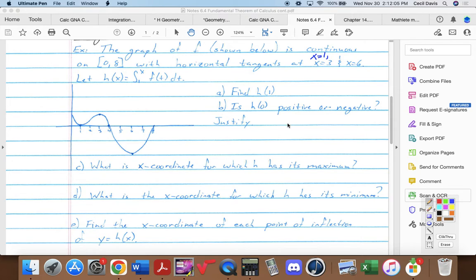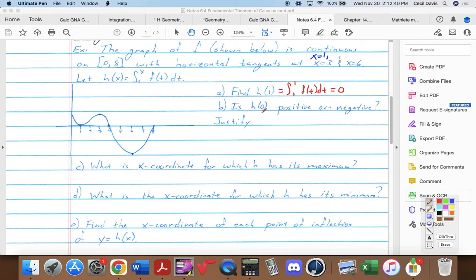Then it'll ask you some questions. Typically on an AP exam they don't ask this many, but I'm asking some to get you going. So first of all it says find h of 1. Well, h of 1, just applying the definition, is the integral from 1 to 1 of f of t dt. What is that? 0. All right, we didn't go anywhere.